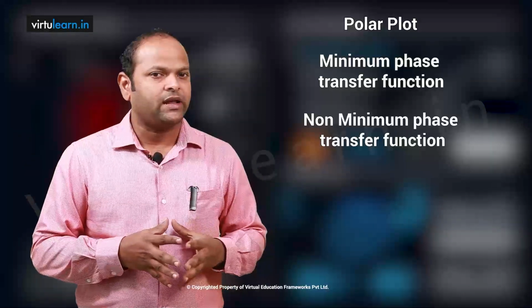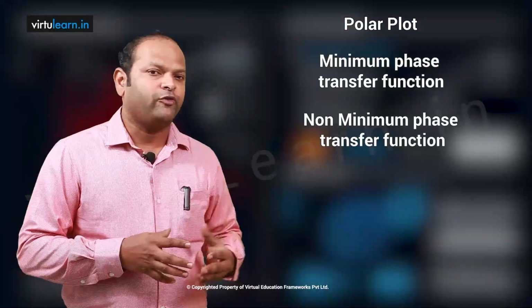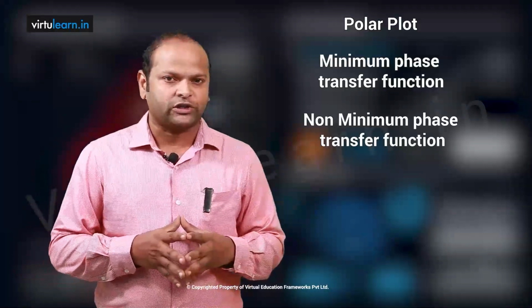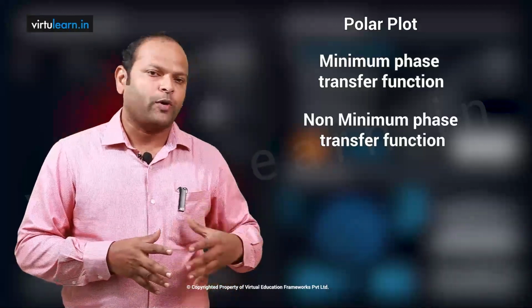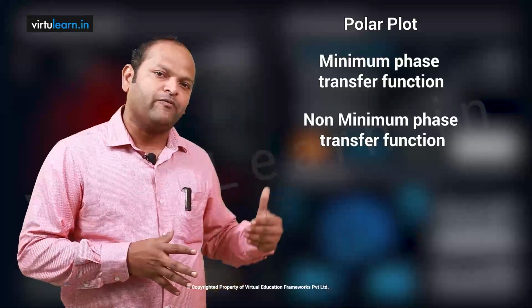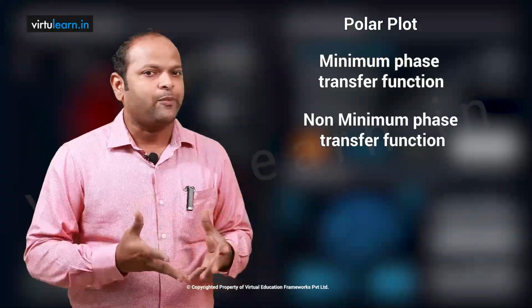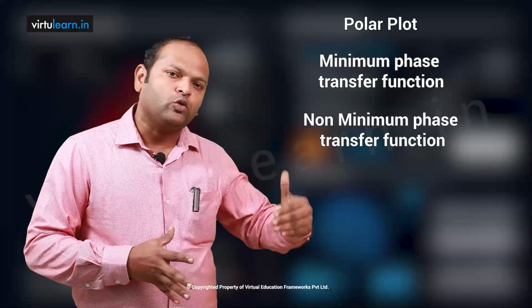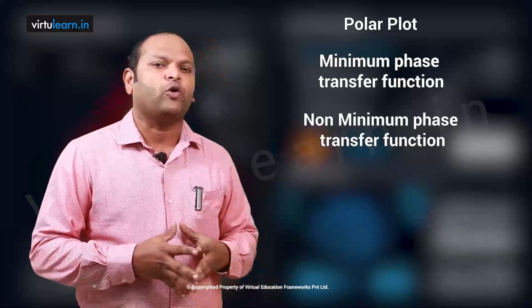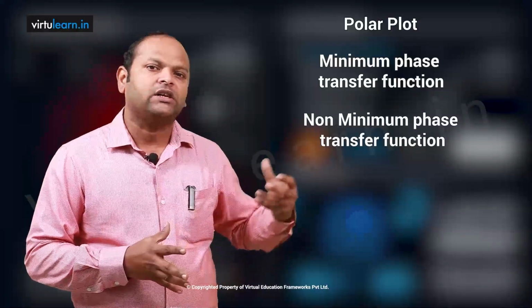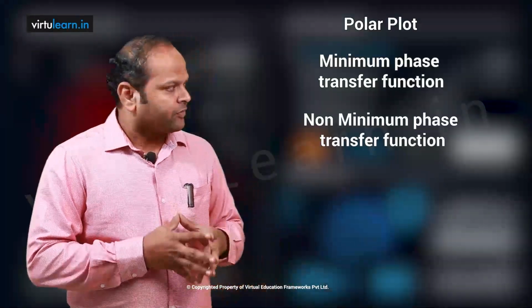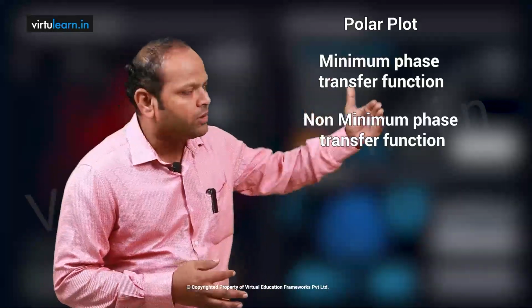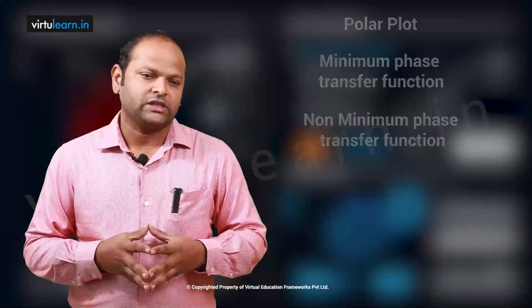The Nyquist stability criterion is a very powerful technique to find the stability of any type of open loop transfer function. It may be open loop stable, open loop unstable, minimum phase, or non-minimum phase. For any type of open loop transfer function, we can find the stability. And to plot the Nyquist plot, we need the polar plot. So the polar plot is the heart of the Nyquist plot. Therefore, the Nyquist plot can be drawn for both minimum phase and non-minimum phase open loop transfer function systems.